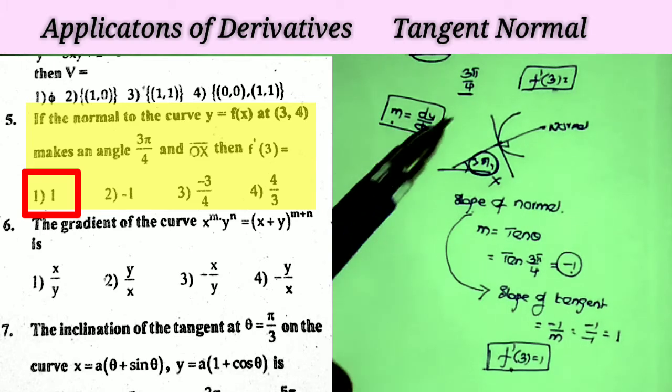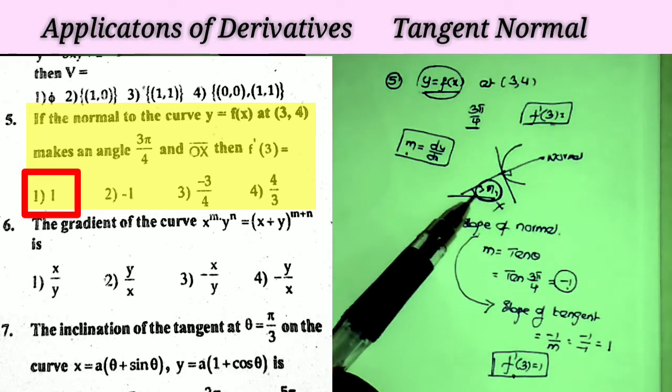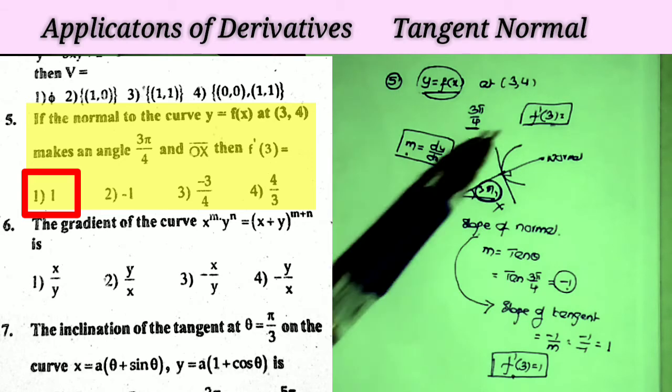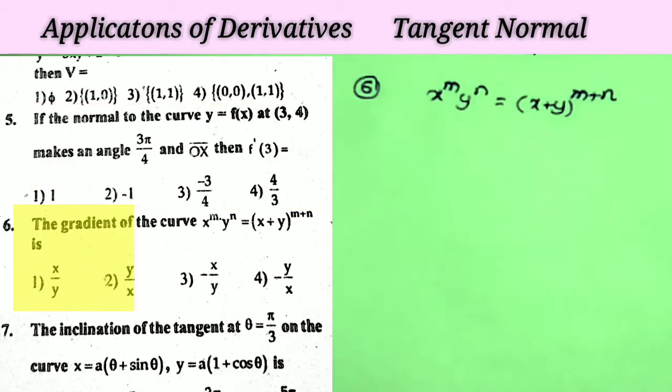So clearly given here is the angle made by the normal with the x-axis. By using this angle we can find the slope of the normal. From the slope of the normal we can take the slope of the tangent. So the given question is nothing but the slope of the tangent. That's all. Next question, sum number 6.